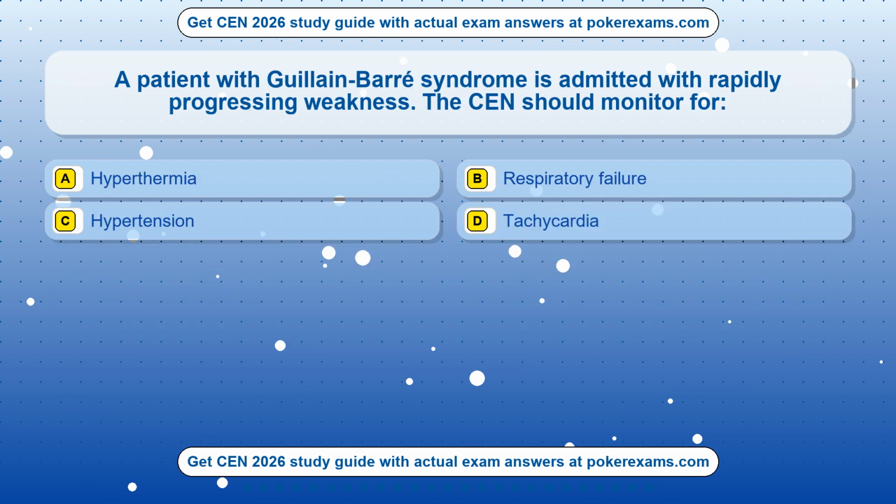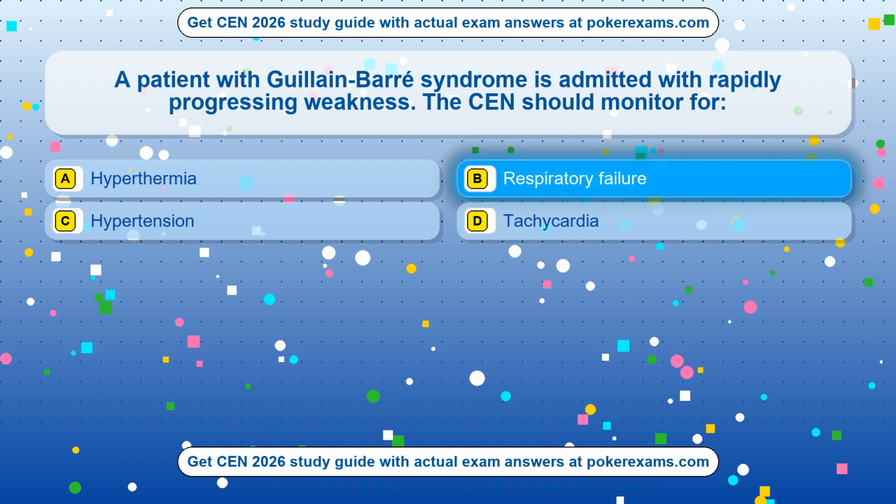Question 25. A patient with Guillain-Barré syndrome is admitted with rapidly progressing weakness. The CEN should monitor for Option A, hyperthermia. Option B, respiratory failure. Option C, hypertension. Option D, tachycardia. The correct answer is option B.